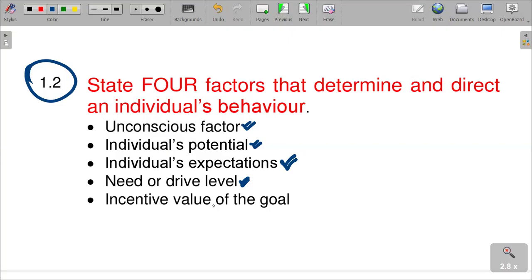We are saying the need or drive level, as well as the incentive value of the goal. The incentive value of the goal refers to the benefits that a person perceives towards what is to be done or achieved. The incentive is the additional benefits that arise from achieving that goal, and the value of the goal can also affect a person's behavior. So these are the four factors that can determine and direct an individual's behavior.